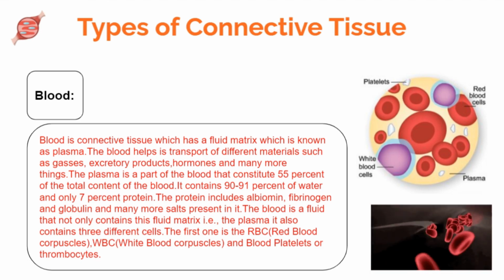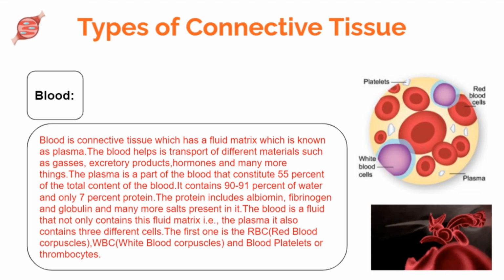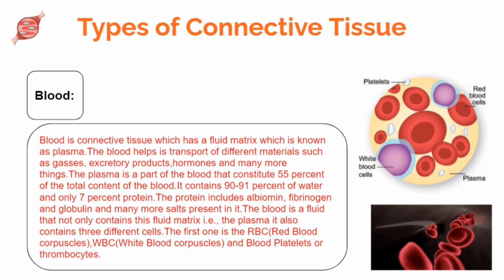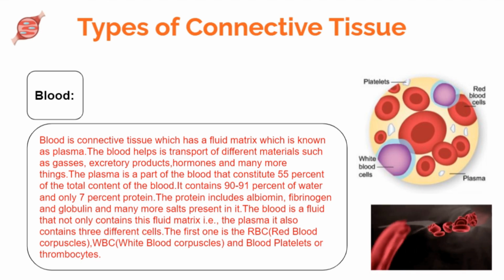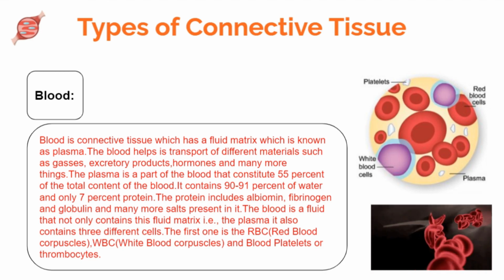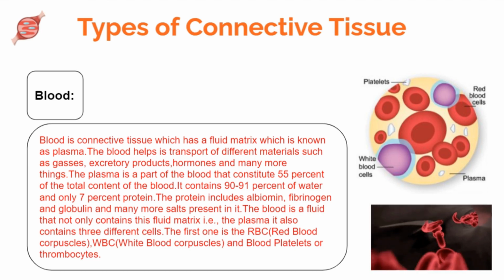The blood helps in transporting various materials such as gases, excretory products, hormones, and many more things. The plasma is a part of the blood that constitutes 55% of the total amount of blood. It contains 90 to 91% of water and only 7% protein. The protein includes albumin, fibrinogen, and globulin. And many more salts are also present in it.